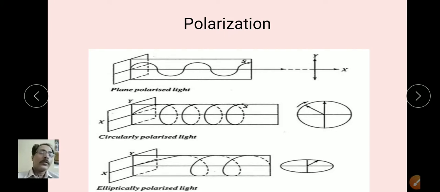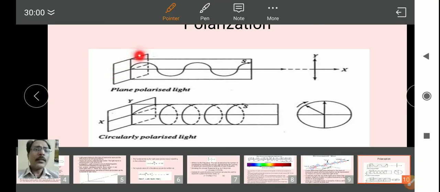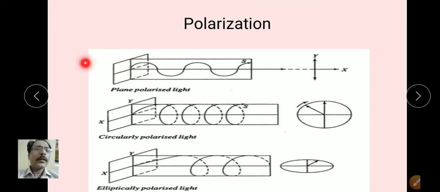Similarly, we use polaroids. These polaroids are designed to make the light polarized. So we can make the light polarized in three forms: plane polarization, circular polarization and elliptical polarization. In the plane polarization, this is the polaroid. The light coming from here has a lot of different waves, but when it hits the polaroid, only one type of wave is going to enter inside.